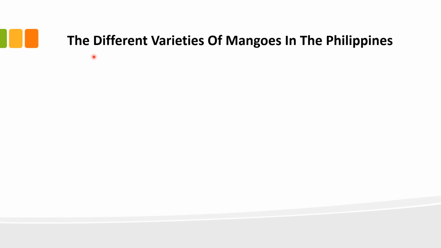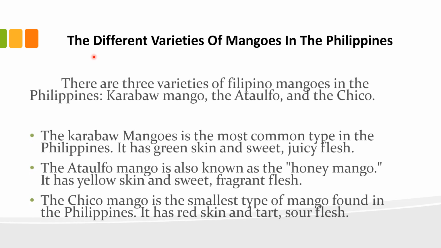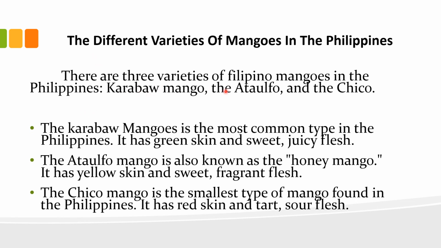We have different varieties of mangoes in the Philippines. There are three varieties of Filipino mangoes: the Carabao mango, the Atahang Ulfo, and the Chico. The Carabao mango is the most common type in the Philippines. It has green skin and sweet, juicy flesh. The Atahang Ulfo mango is also known as honey mango. It has yellow skin and sweet, fragrant flesh. The Chico mango is the smallest type of mango found in the Philippines, and it has red skin and tart, sour flesh.